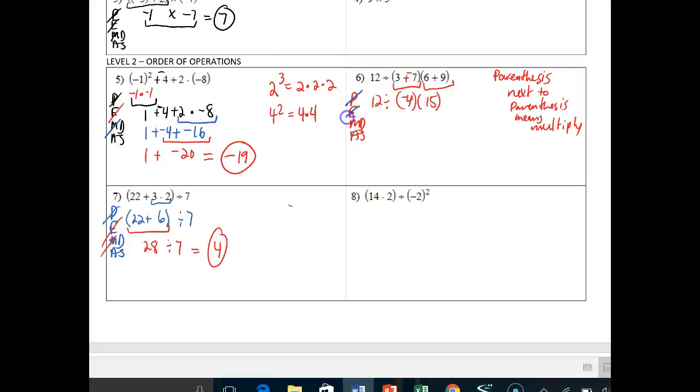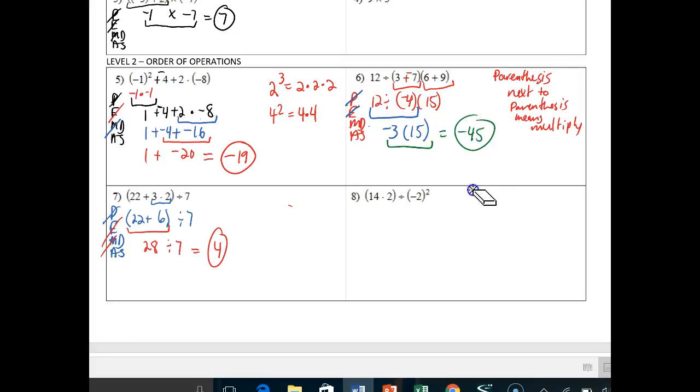We did our parentheses. There are no exponents. It's multiply or divide, whatever comes first, left to right. In this case, as I read it left to right, division comes first. So 12 divided by negative 4 gives me a negative 3. And then I'll keep my parentheses 15. And what does this mean? Oh, is my answer negative 315? No, this means to multiply. So we're going to multiply negative 3 times 15, and we get negative 45 as our answer.